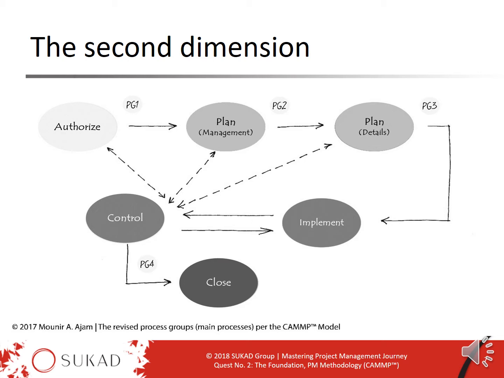But in any given phase or stage, we need to authorize the phase. Let's say we talk about phase level now. We need to develop maybe a stage or phase management plan. We need to develop a detailed plan. We implement, we control, and when we're done, we close and move on to the next phase or stage. And the circles here with PG1, PG2, these are what we call the process gates.